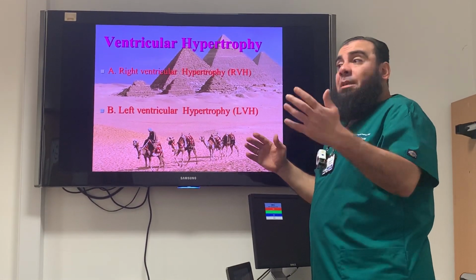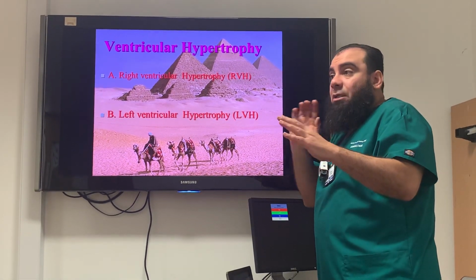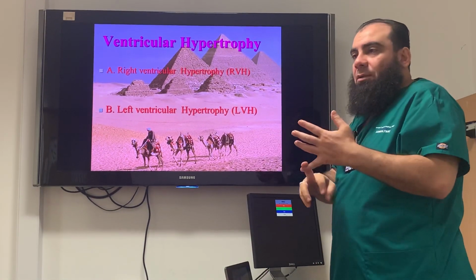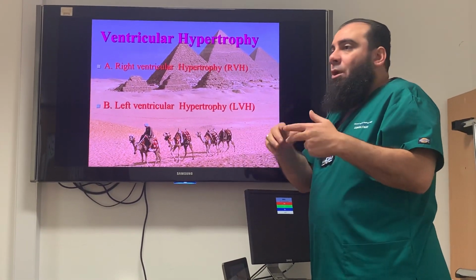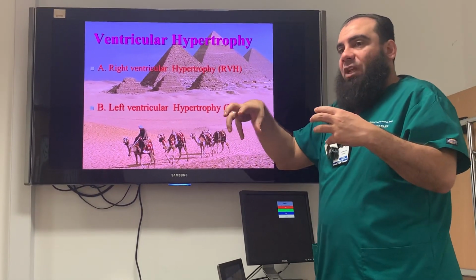Right bundle branch block, some criteria can be right axis deviation. It is not a fixed criteria. I'm just focusing on the fixed criteria, but it can have some, like T inversions, right axis deviation. Lots of things can be there, but it's not actually the diagnostic criteria of right bundle branch block.